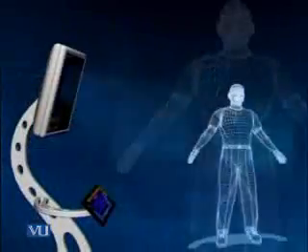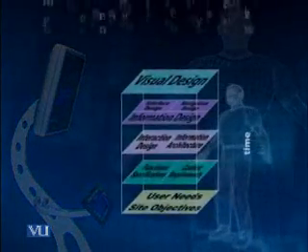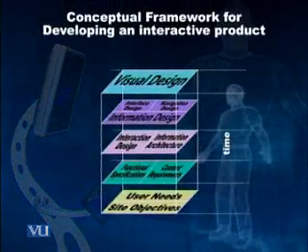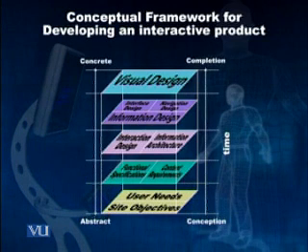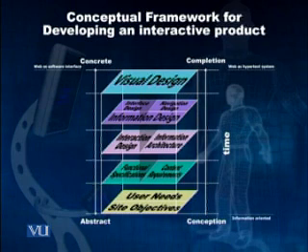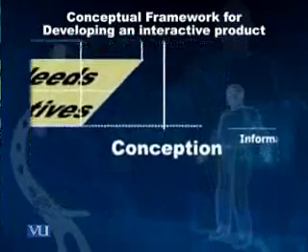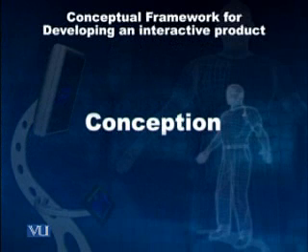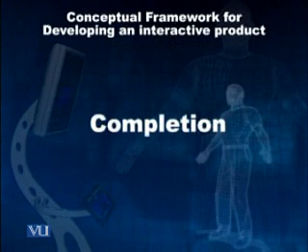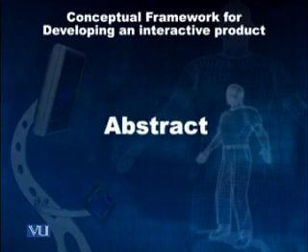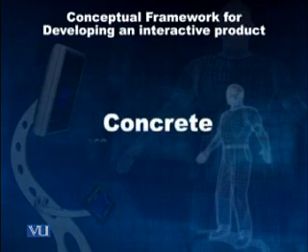Now let's take a look at a conceptual framework that helps us to build and develop an interactive website. Now, the framework that we are going to discuss includes elements of the web. It describes the web as being both a software interface and a hypertext system. Now, what this diagram tells us is that we go from conception to completion, and we also go from abstract ideas to more concrete ideas.